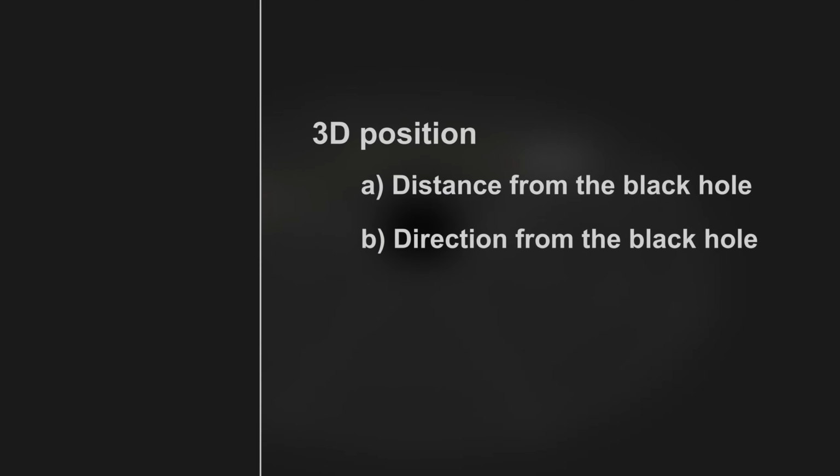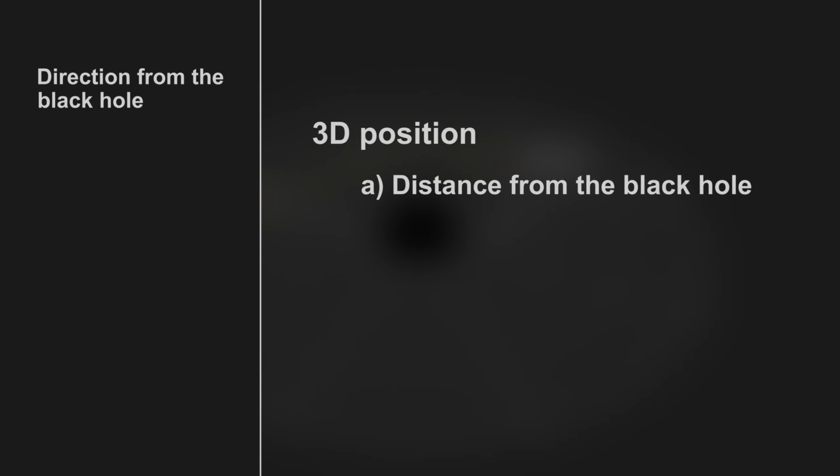First, we can separate finding the 3D position of the intersection point into two separate problems. We need A, the distance of the intersection point to the black hole, and B, its direction from the black hole. We can set aside the direction problem for now. That's going to be one of our subproblems. When we are only interested in the distance from the black hole, we can reduce the problem from 3 dimensions to 2.